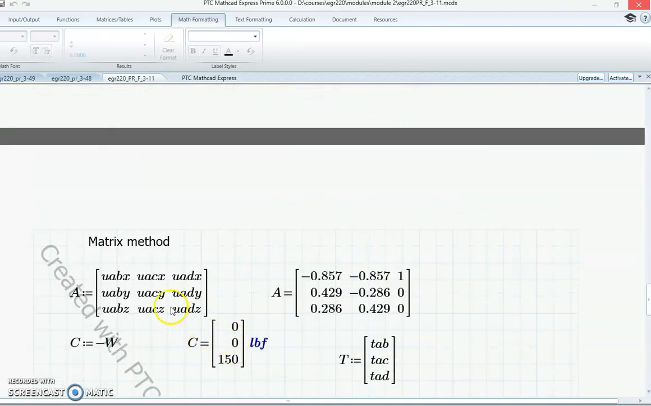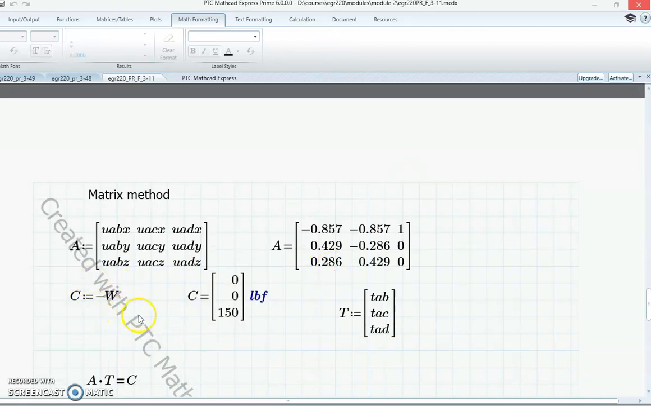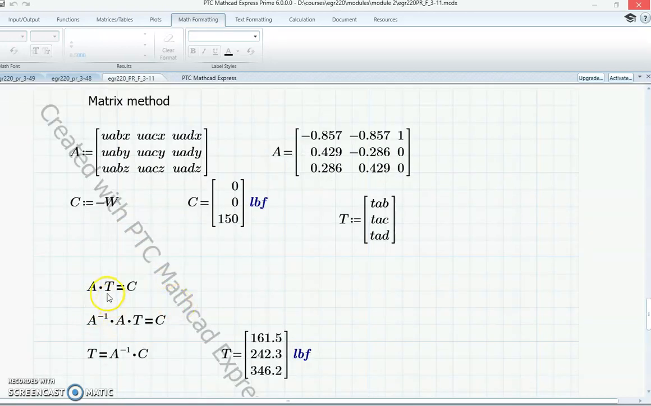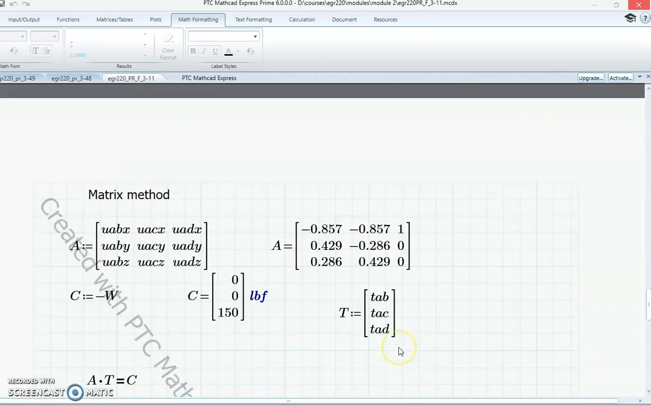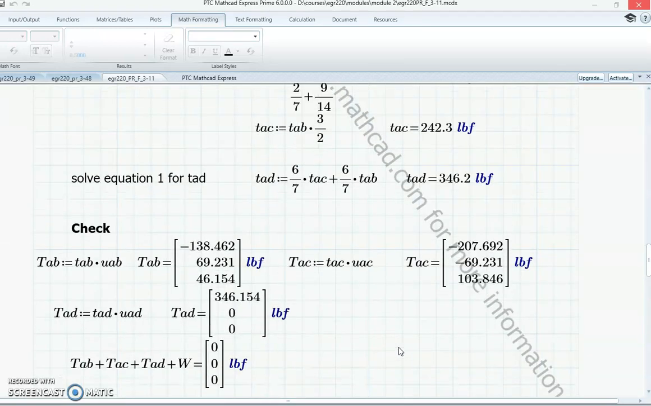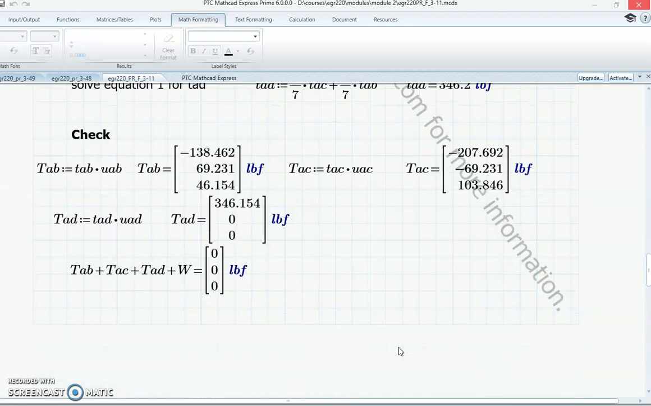So I load up my matrix with the unit vectors. It's those numbers. You can go compare. And then C is minus the W, because you bring it over to the other side in standard form. Since A times T is C, if you multiply from the left by A inverse, A inverse A is I, I times T is T, so your answer is A inverse C. MathCAD calculates A inverse for us, so we calculate A inverse times C, and we get those numbers, and you'll see those numbers are the same ones we get up here: 161, 242, and 346.